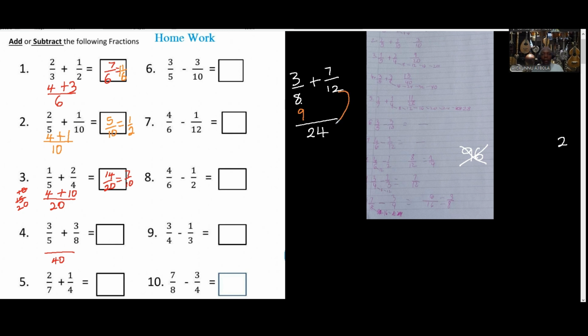Then how many 12 is in 24? That's 2. 2 times the 7 at the top is 14, right? So what is 9 plus 14? That's 23, okay? So this over 24 will become our answer.